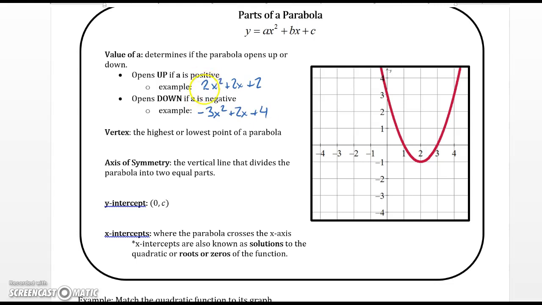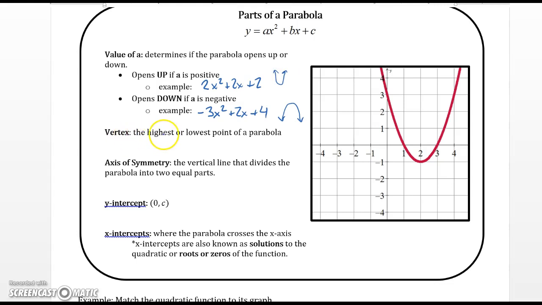So you're just looking at the value of your leading coefficient. If it is positive, the parabola is opening up. If it is negative, the parabola is going to open down. By opening down, we mean its graph would look like that. So opening up and opening down.